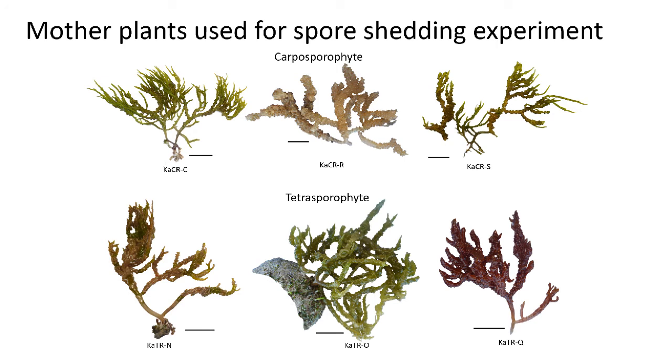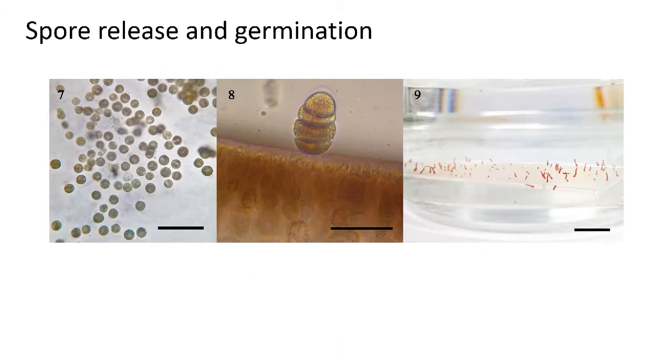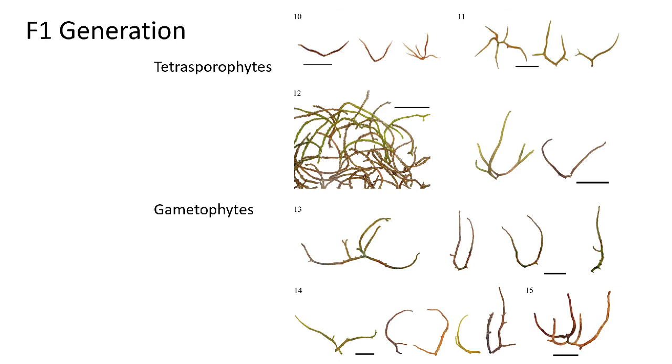For our very recent experiment, we basically collected 6 mother plants for a spore shedding experiment. And these are the carposporophytes with different morphologies and color, and the tetrasporophytes here, three mother plant tetrasporophytes. The same thing was done, spore release and germination was conducted in the laboratory, and after a few months they basically germinated into the F1 generation. So these are basically different age and size classes of the next generation tetrasporophytes, and this is the different size class and age class of the next generation gametophytes.